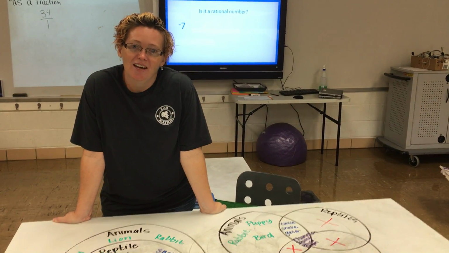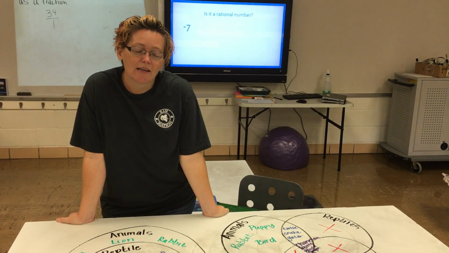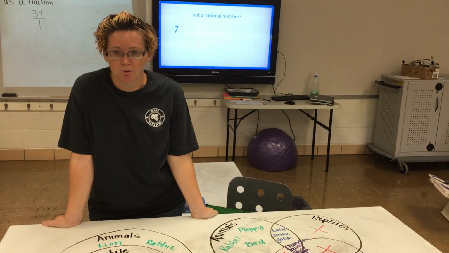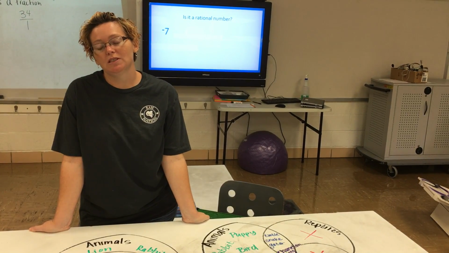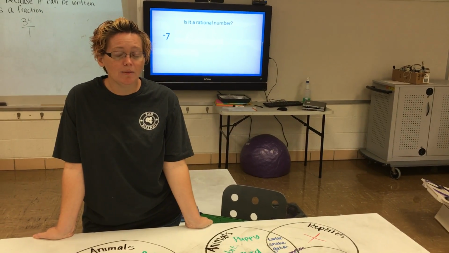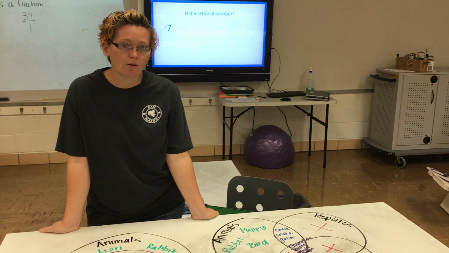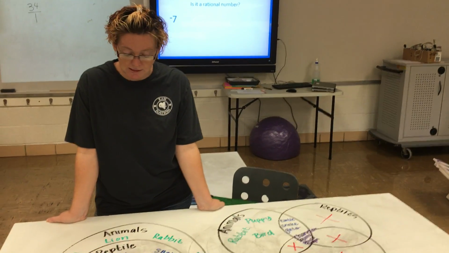Sixth graders. All right, so yesterday we worked on classifying numbers a little bit. We started introducing rational numbers. But sometimes rational numbers can be classified, and it's a little bit tough to tell where they may go in your Venn diagram. So we're going to do another example of different types of animals today.